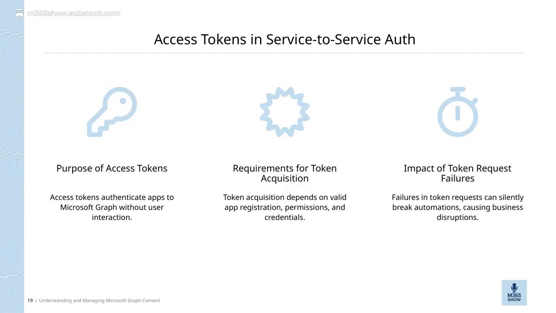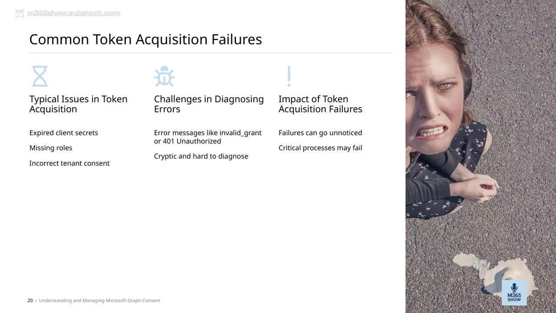Let's talk about common token acquisition failures and how understanding Microsoft Graph consent is crucial in managing these issues. Sometimes, failures can go unnoticed, which means critical processes might stop working without any obvious indication. This can lead to disruptions that are hard to detect early on. When token acquisition fails, we often see error messages like invalid grant or 401 unauthorized. These errors can be quite cryptic and difficult to diagnose, especially if you're not familiar with what they signify.